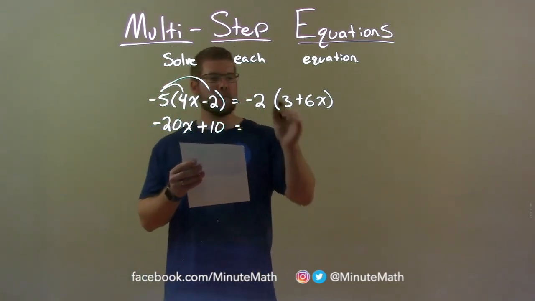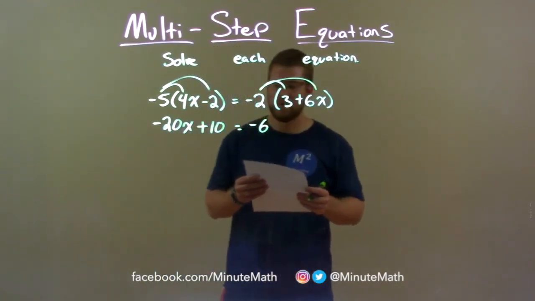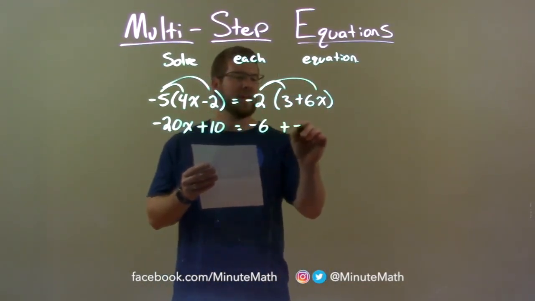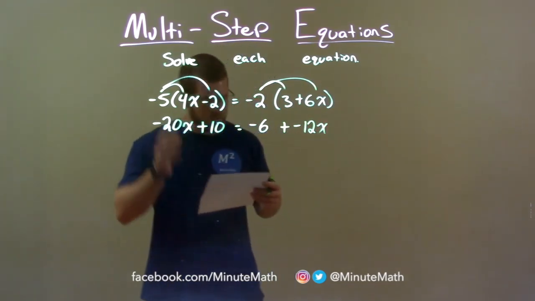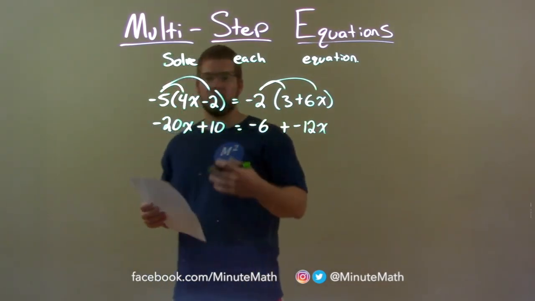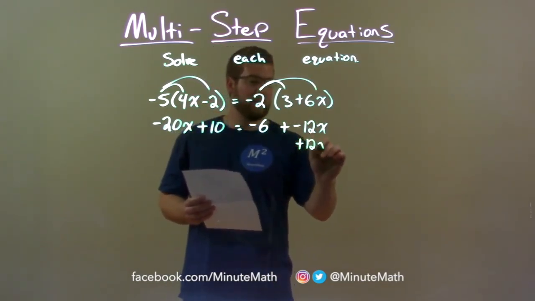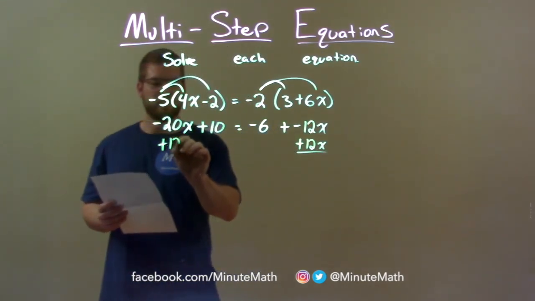Same thing with the negative 2. Negative 2 times 3 is a negative 6, and negative 2 times a positive 6x is plus a negative 12x, a negative 12x, all right? Well, I want to combine my like terms, so let's bring our variables to the left, numbers to the right. Opposite of minus 12x is addition, so add in 12x, right? We add that to both sides.